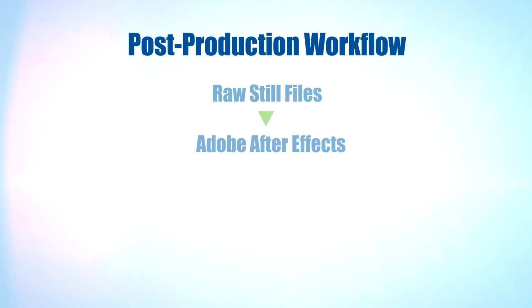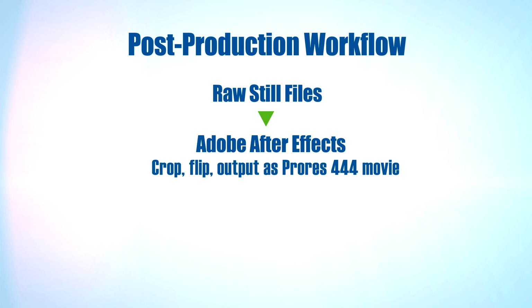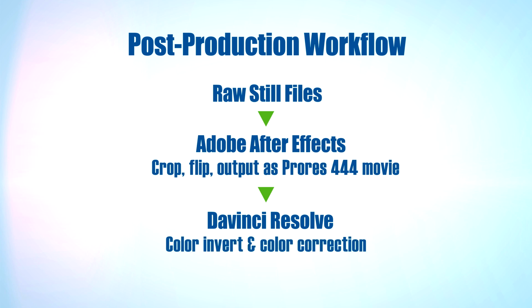I first imported the files into Adobe After Effects as a raw sequence. I cropped and inverted the files, outputting a 4K ProRes 444 movie file. This I input into DaVinci Resolve, inverted and color-corrected. I use Neat Video to clean up the grain. I'd like to do the whole thing in DaVinci Resolve, but I couldn't import the raw files as a movie sequence.